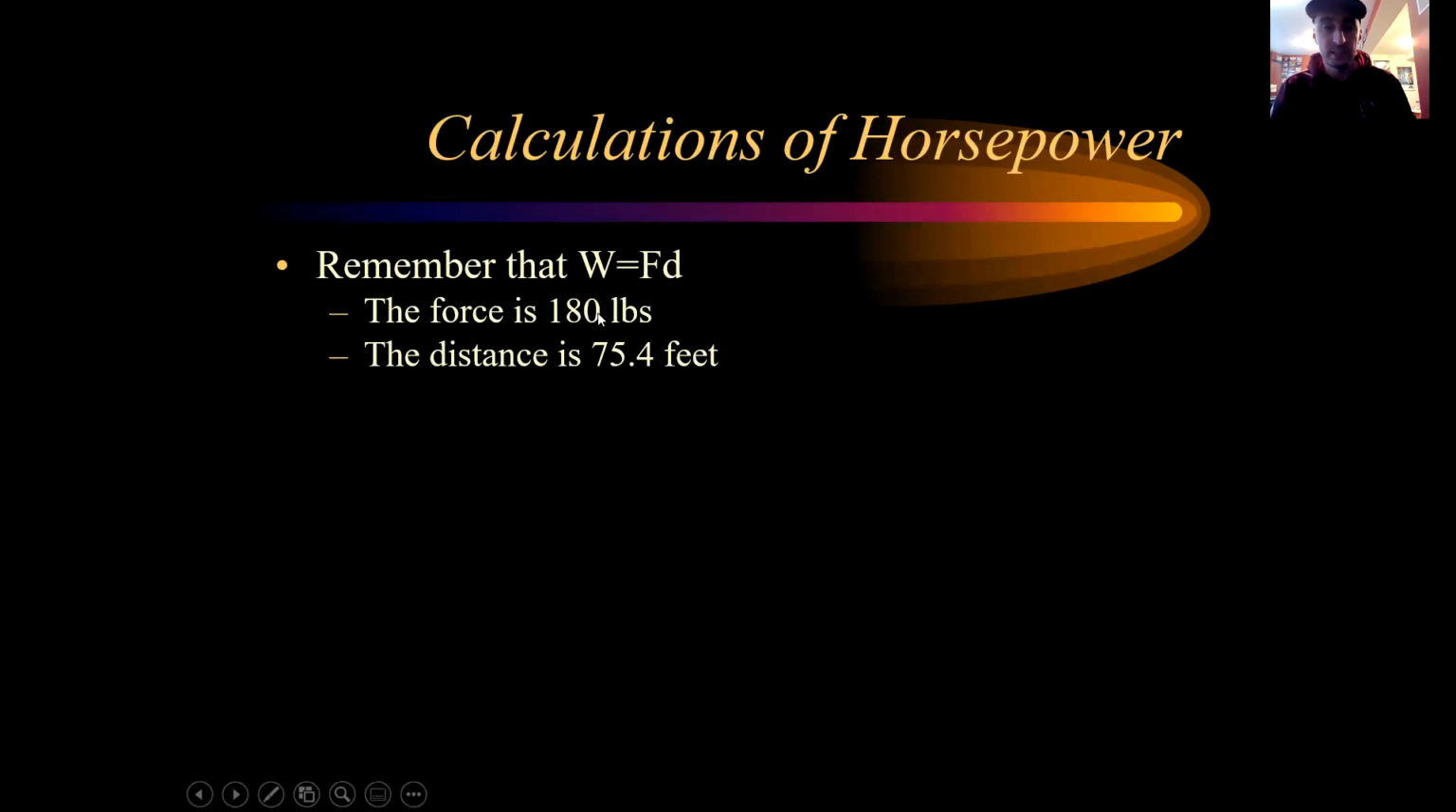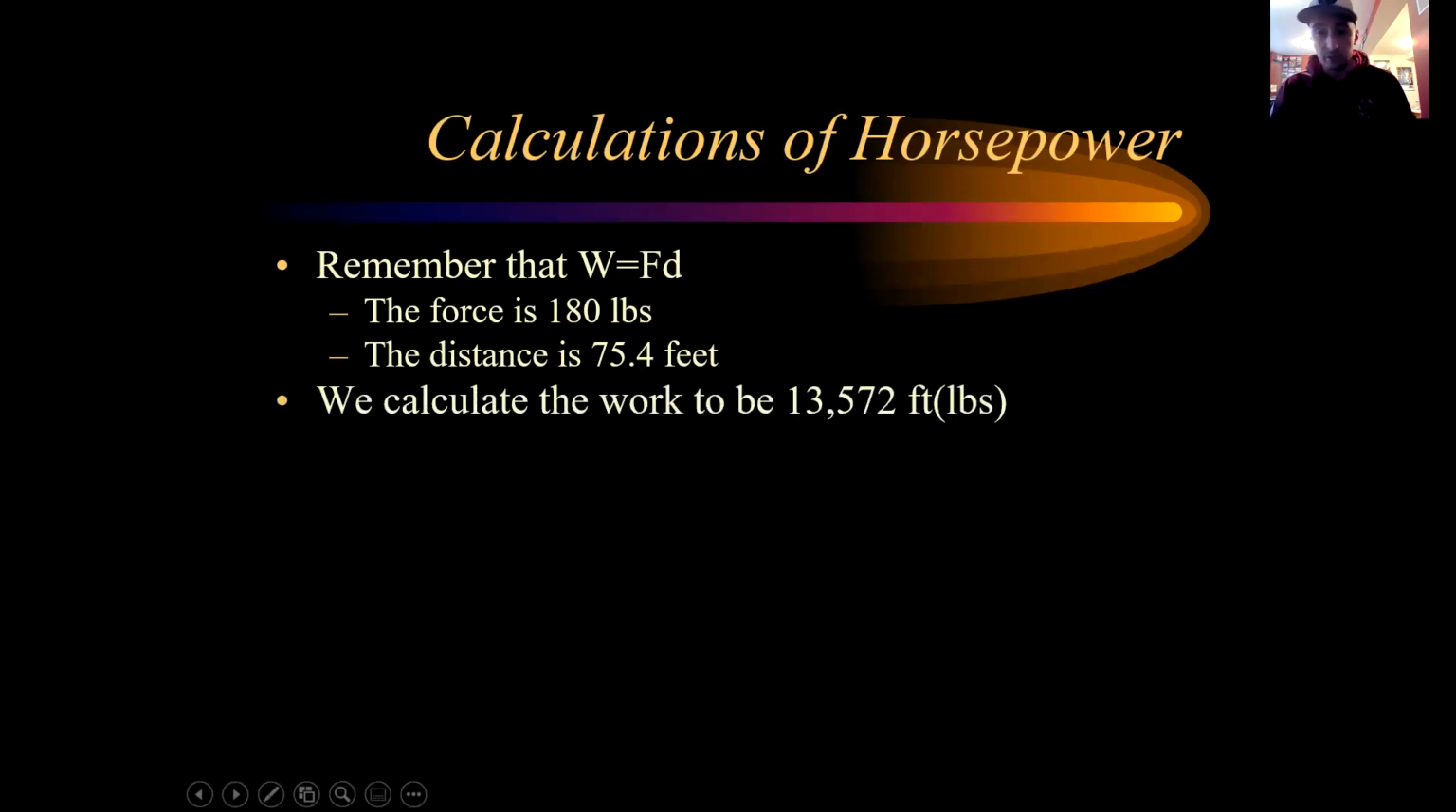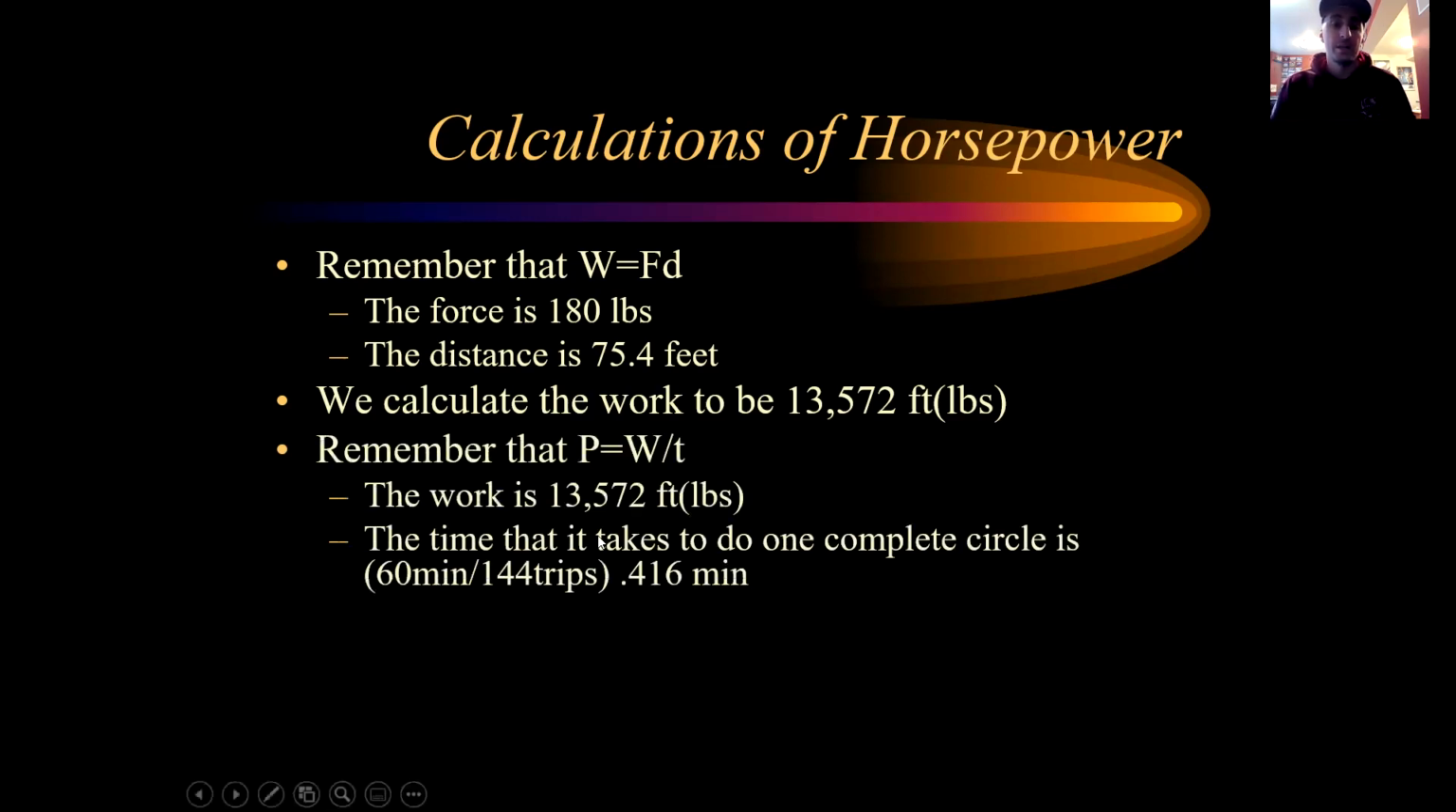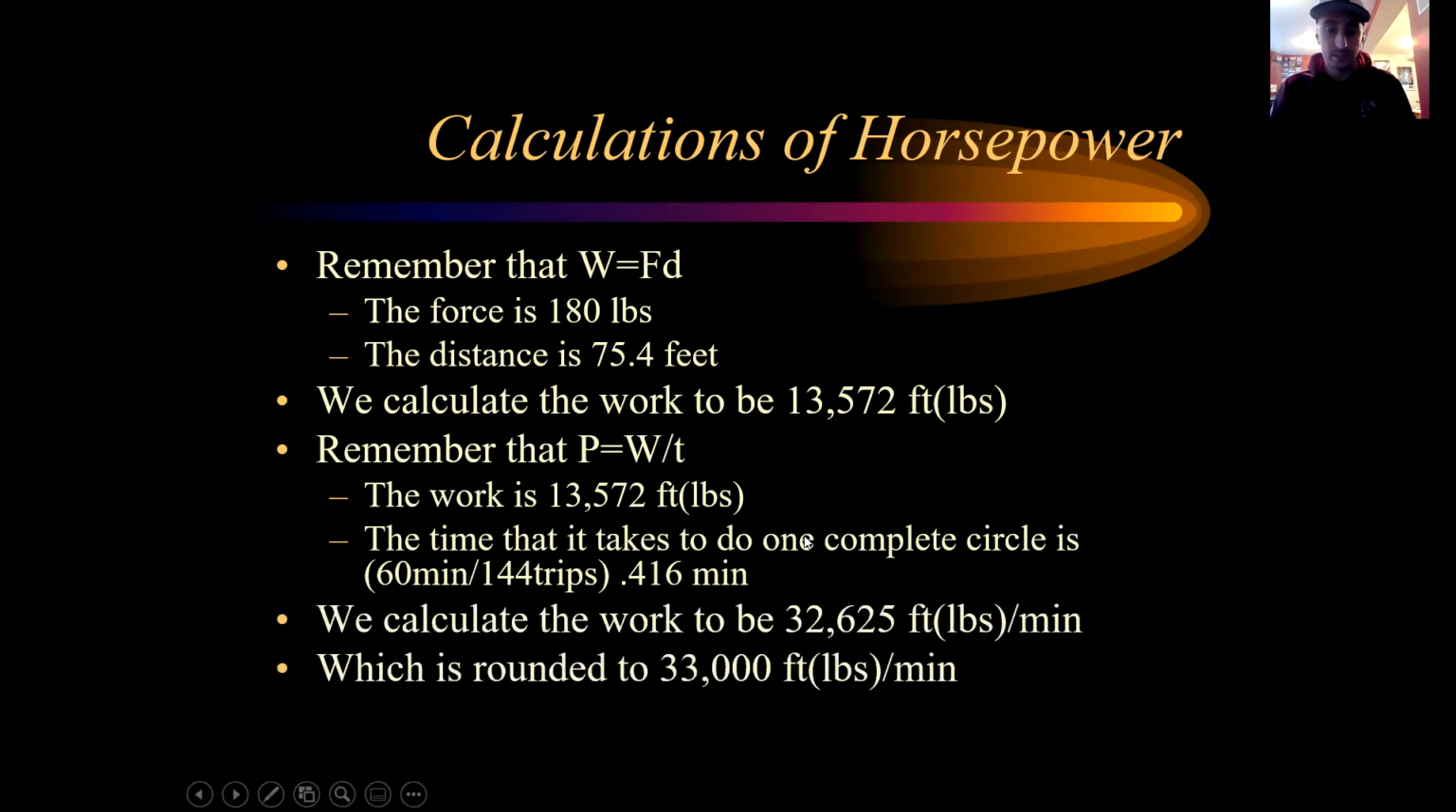He said force times distance, that's what we have. It required a 180-pound force, and the circle was 75.4 feet. So there's our foot-pounds. These are different units here, okay? We're calculating horsepower, not watts. Then we took the work done, in foot-pounds, divided by the time it takes to do one circle, which is 60 minutes, if you did it for an hour, 144 trips. So it took 0.416 minutes to do one trip. Then we would get this, which is rounded to that, which ends up giving us, oh, I left off the conversion factor. I think it's 746 watts equal 1 horsepower.